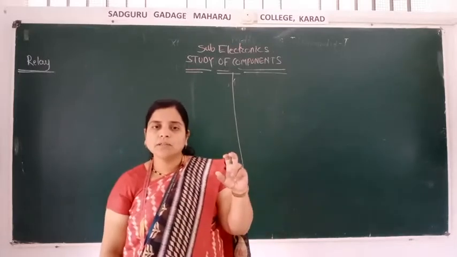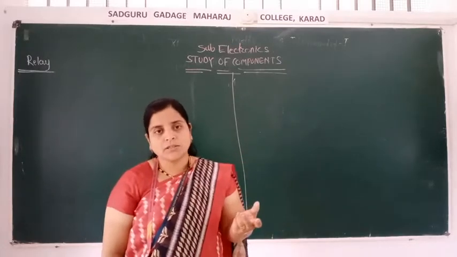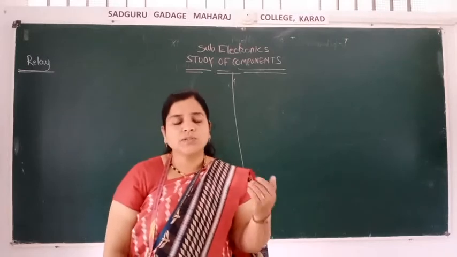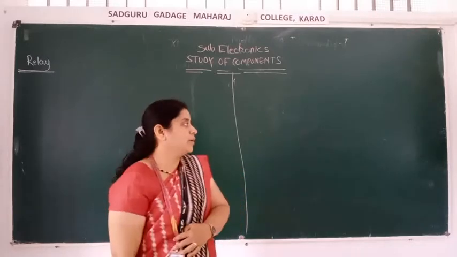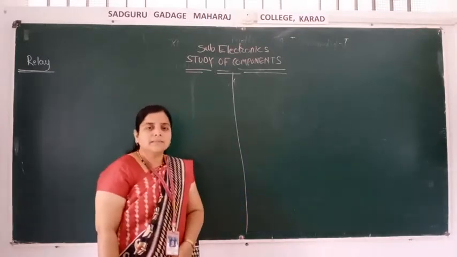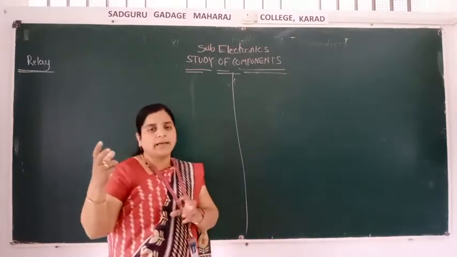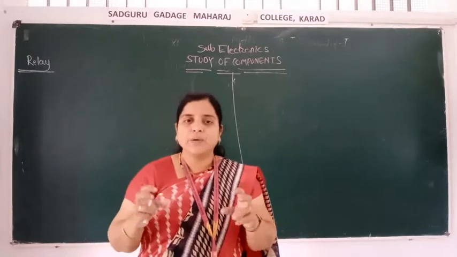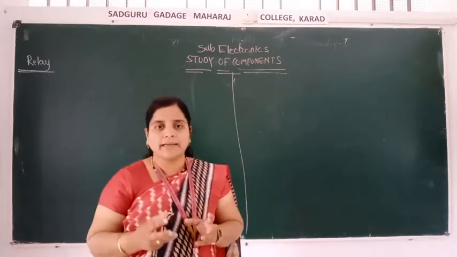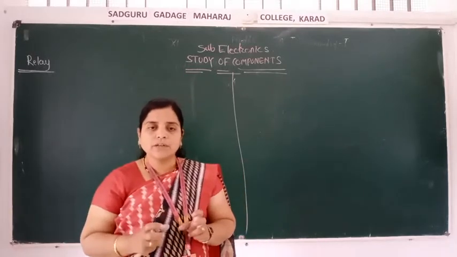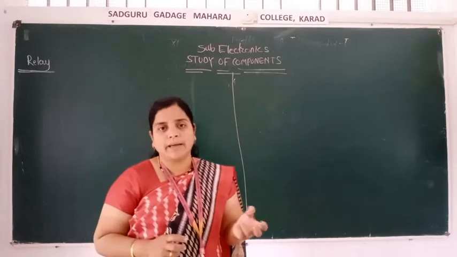Switch means what? What is the function of a switch? Why do we use a switch? स्विच कशासाठी आपण वापरतोय? ऑन अँड ऑफ करण्यासाठी. Similarly, the relay is one type of switch which is used to on and off the circuits. It works on electromagnetism. Okay, it works on the principle of electromagnetic.